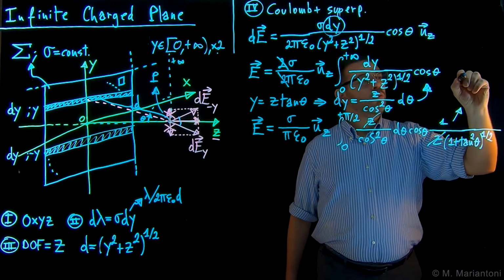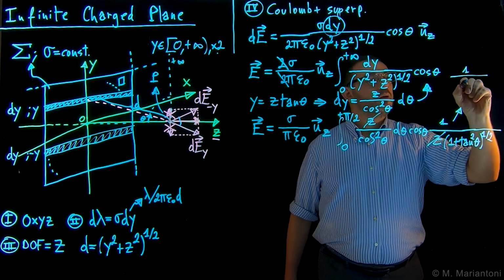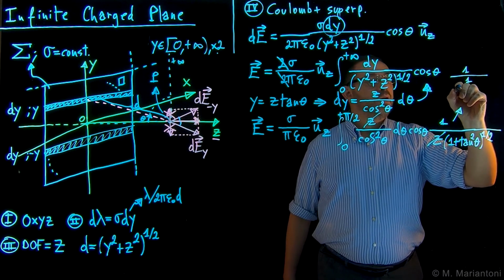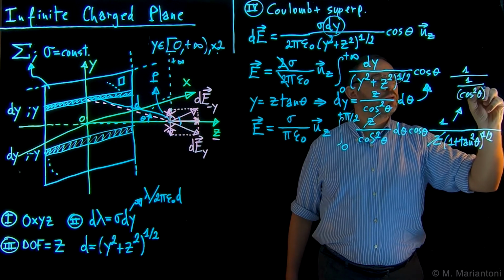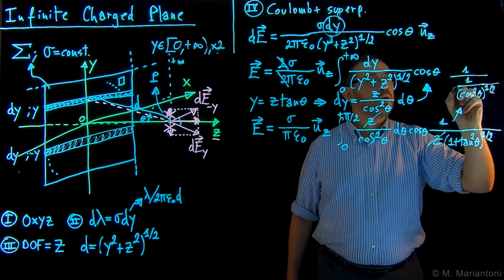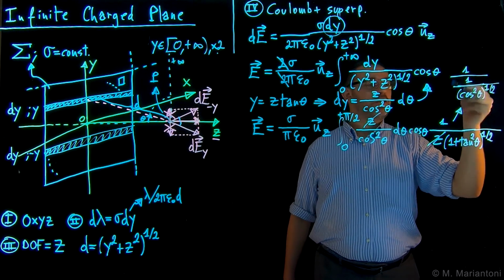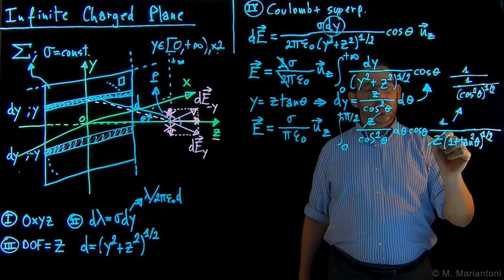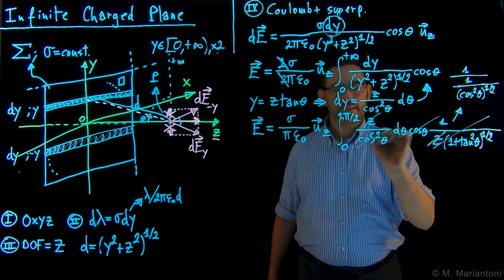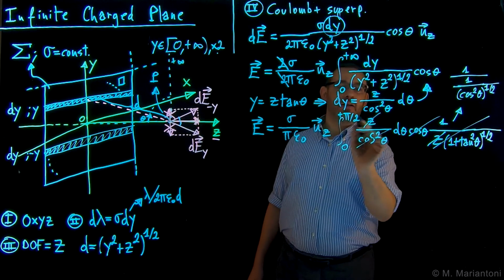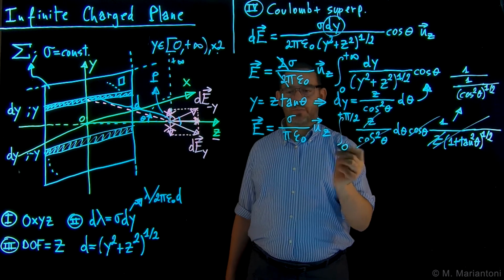So this is 1 over 1 divided by cosine square theta under square root. So it's 1 over 1 over cosine, so it's cosine. So it's a cosine which multiplies this cosine, gives a cosine square. So this quantity cancels with this cosine square. And we are left only with the integral in d theta, which gives us pi half.